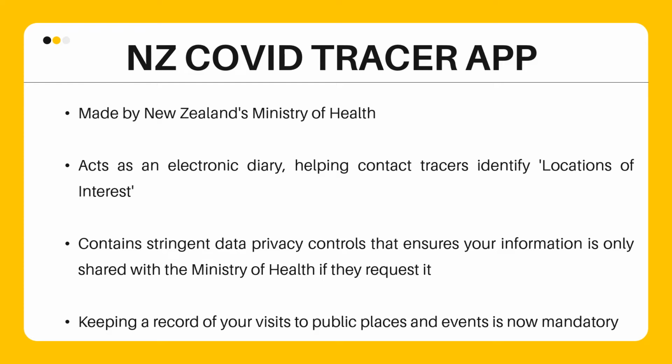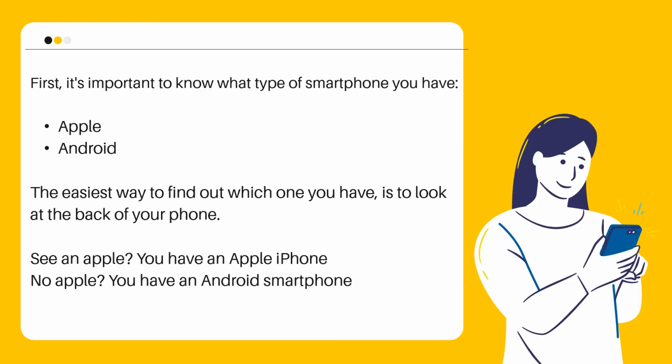The New Zealand COVID Tracer app is made and managed by New Zealand's Ministry of Health. It acts as an electronic diary that can be shared with contact tracers if they need to identify locations of interest. The app contains stringent data privacy controls that ensure your information is only shared with the Ministry of Health if they need it. Keeping a record of your visits to public places and events is now mandatory. The app is an easy way to keep track of where you've been and share the relevant information with health authorities. Let's get started. First, it's important to know what type of smartphone you have.